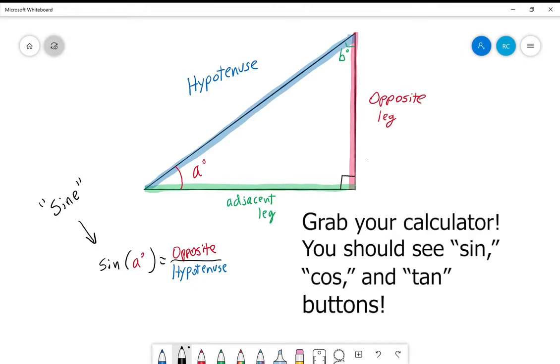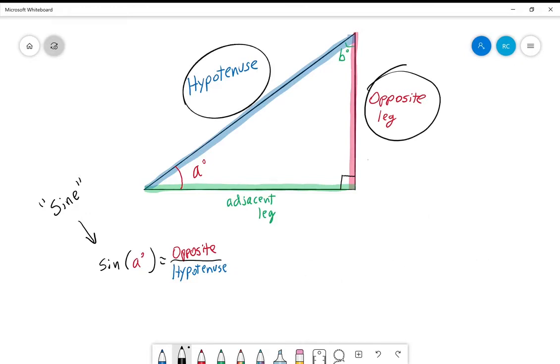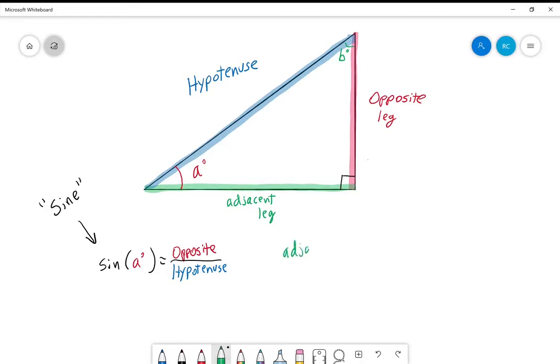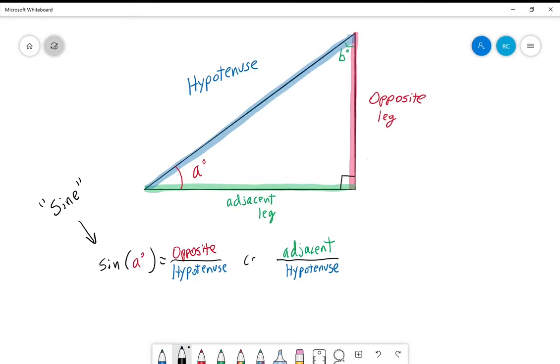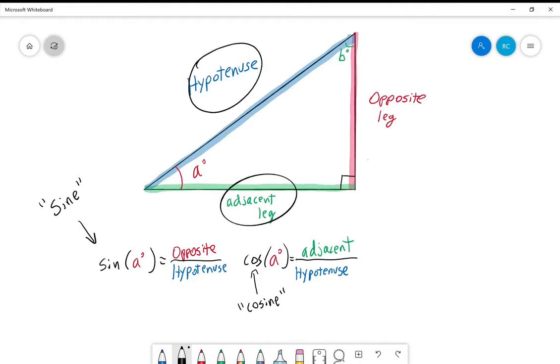Okay, so that's just one pair, though. That's just one ratio. That's the opposite leg divided by the hypotenuse. We've got other pairs that we can work on. We've got other ratios. What about taking the adjacent leg and finding the ratio between that and the hypotenuse? Well, we have another name for that. So again, cosine of A degrees, this is pronounced cosine. All cosine means is the length of the adjacent leg, in this case this one, divided by the length of the hypotenuse. We're just giving a name to this relationship, to this ratio.